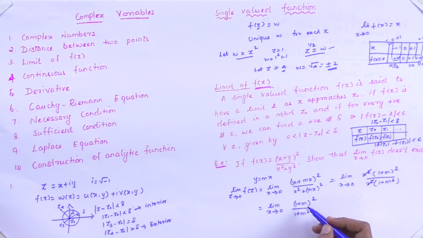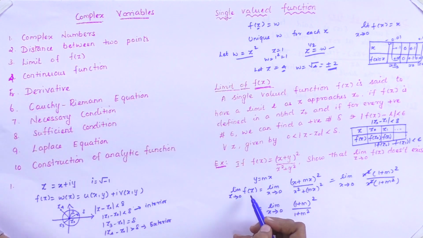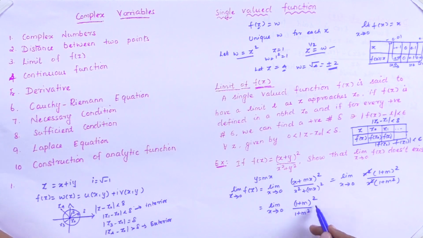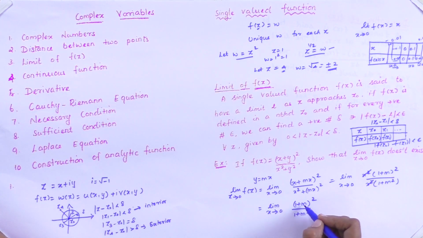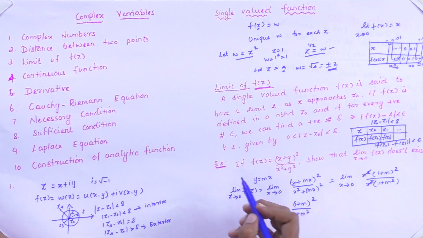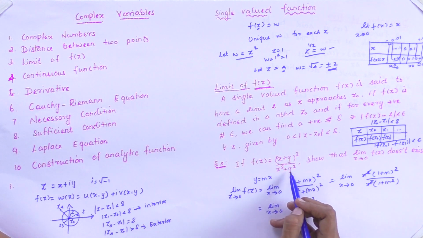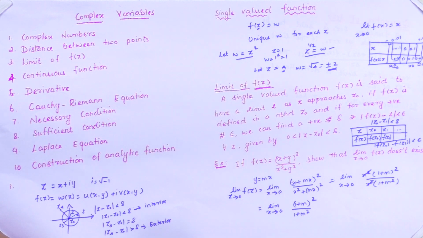So we are not getting the same value of f of z for all the paths. If I set m equal to 0, I am getting one solution. If I set another value for m, I am getting different solutions for different paths. Therefore, the limit does not exist for this function as z approaches 0.